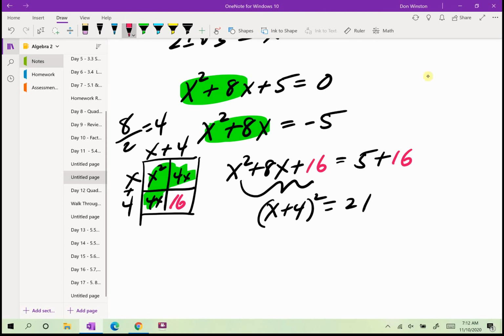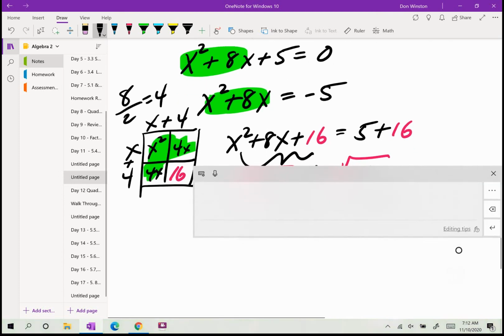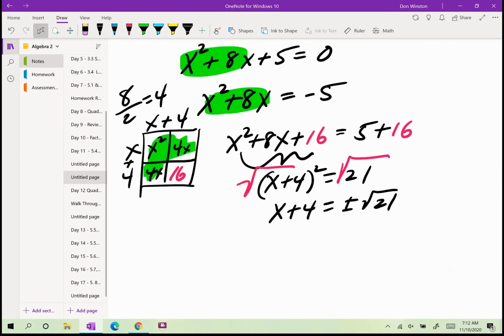And now again, we take the square root of both sides. So this would be x plus 4 equals plus or minus root 21. There's no perfect squared factors of 21. And then finally, I would just subtract 4. So x equals negative 4 plus or minus root 21. So done. All right. So again, make sure you know how to complete the square.